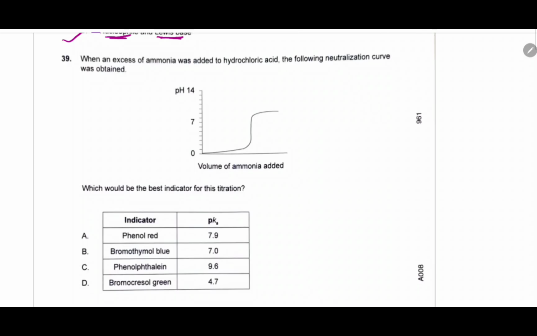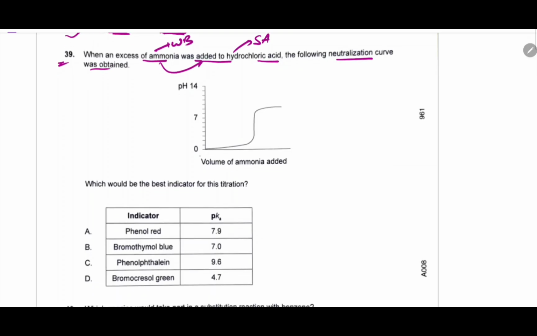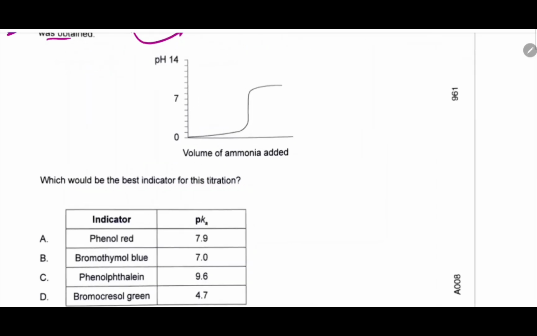Next question is question 39, which says that an excess of ammonia was added to hydrochloric acid. Ammonia is a weak base, hydrochloric acid is a strong acid, so it's a titration between a weak base and a strong acid. We are adding ammonia to hydrochloric acid. The following neutralization curve was obtained, and this curve starts from around 0 and ends around 8, 9, 10.